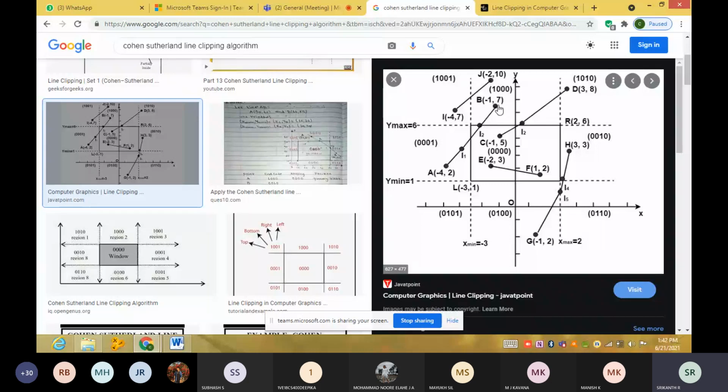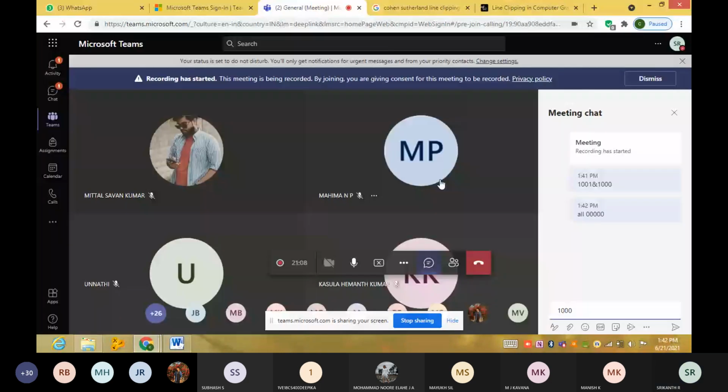For the line A and B, guys, I want you people to do the AND operation for the point A and B. A is at 0001 and B is at 1000. If you make the AND operation of 1000 and 0001, will you get all zeros or will you get any bit as 1?